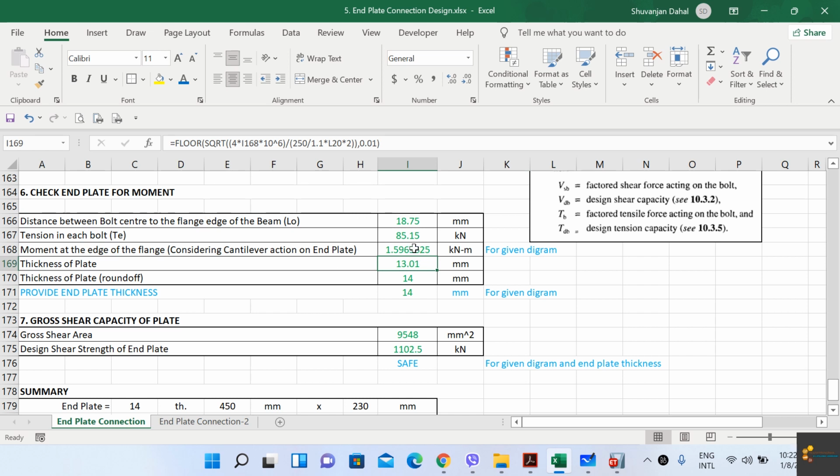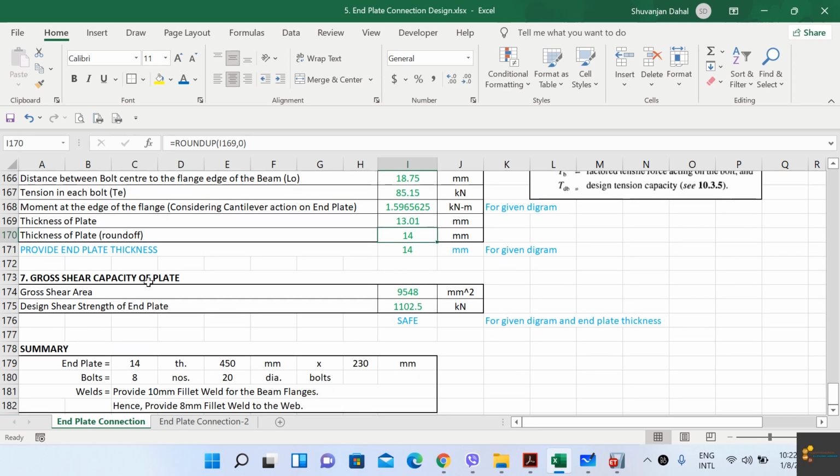You can see any standard textbook to find the thickness of plate using the moment that we have calculated here, that is given in every textbook. So thickness of plate comes out to be 13.01 mm, just round it off to a nearer higher value. So you can use a plate thickness of 14 mm or 15 mm. Here I have taken 14 mm.